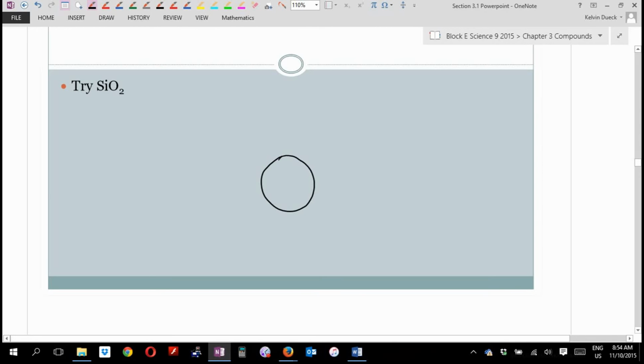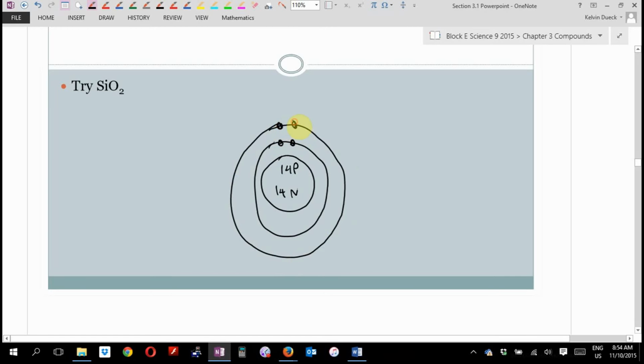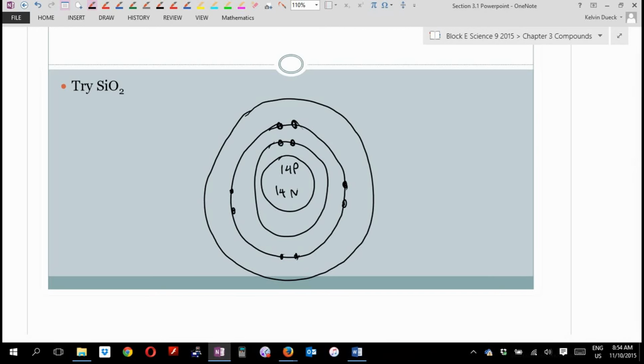Silicon, how many protons? 14. How many neutrons? 14. Also 14? Okay. How many shells? 3. Silicon's got 3? Okay. So it's going to be 2, 1, 2, 3, 4, 5, 6, 7, 8. You said 3 shells? Okay. How many will it have in its valence shell? 4? Yeah. Okay. I'm going to go like this.